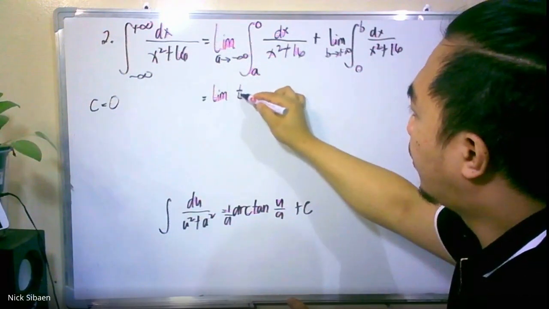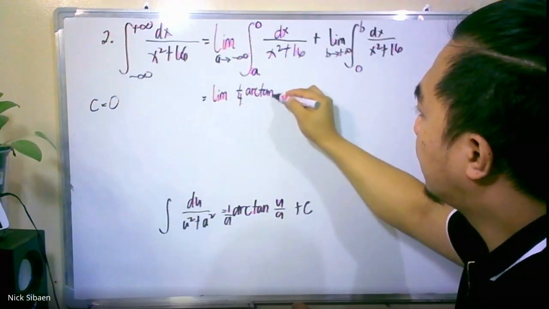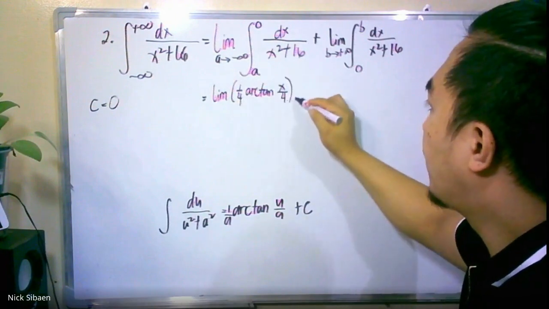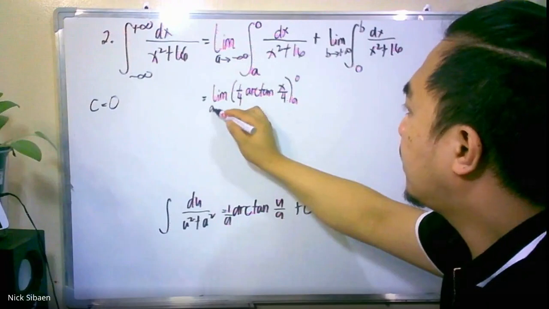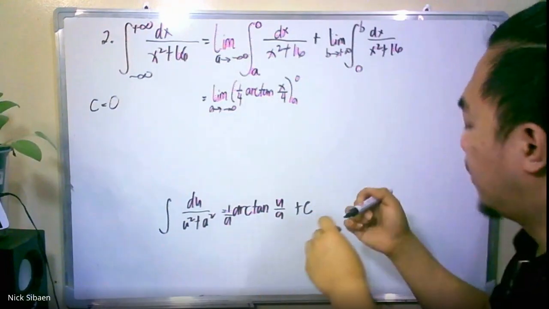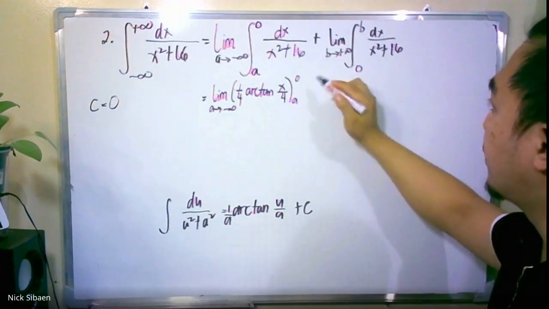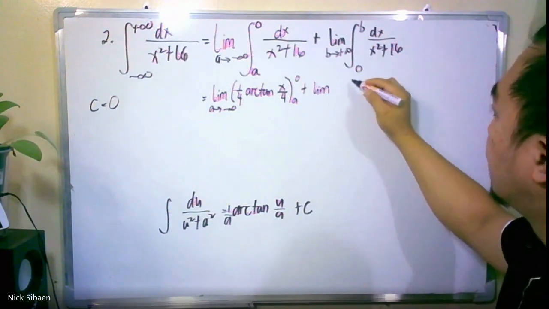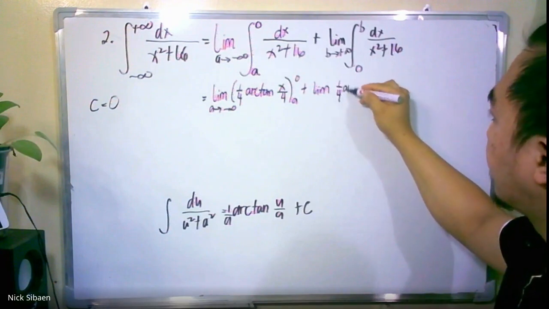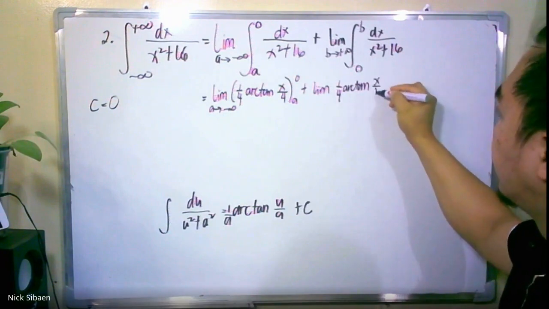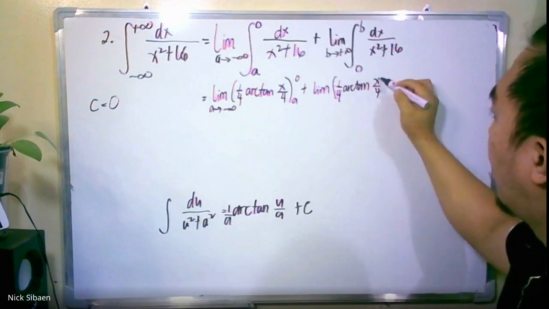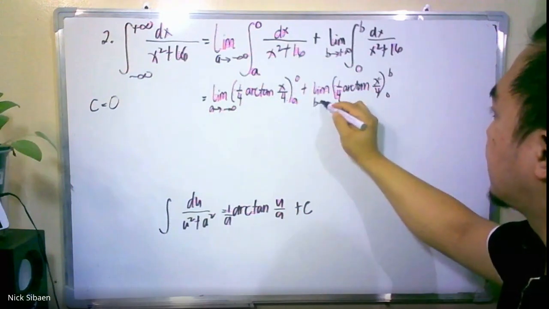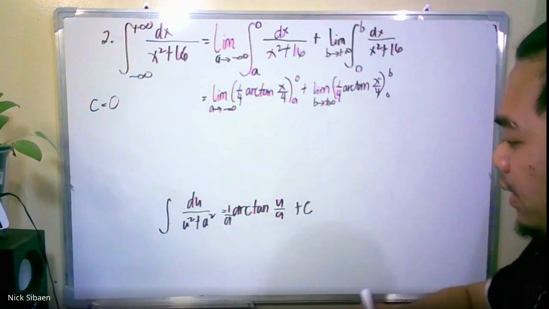Okay, so what's the answer? 1 over 4 arctan x over 4. Our variable is x from a to 0 as a approaches negative infinity. And we're simply going to copy this one. It's just the same naman. May konti lang na iba itong mga limits na ito. 1/4 arctan x over 4 from 0 to b as b approaches positive infinity.